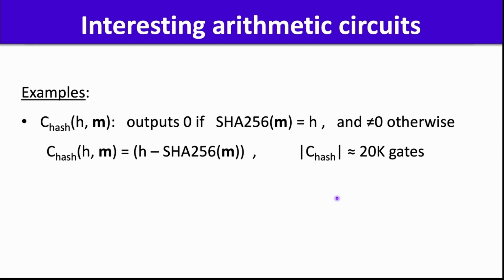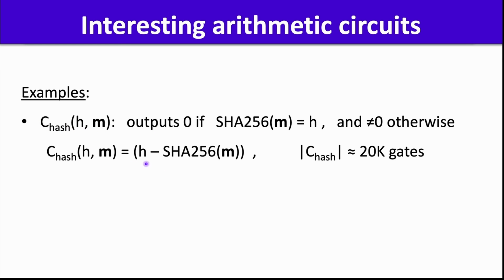All right. It turns out that you can capture a lot of computation using arithmetic circuits. In fact, in some sense, all polynomial time computations can be captured by polynomial size circuits. I won't make that precise, but let me give you a few examples of interesting arithmetic circuits. For example, we can talk about the hashing arithmetic circuit, which would take two inputs: the hash value h and a hash input m. The circuit will output 0 if and only if SHA-256 of m is equal to h. Otherwise, it will output a non-zero value. Okay, so one can implement such a circuit.